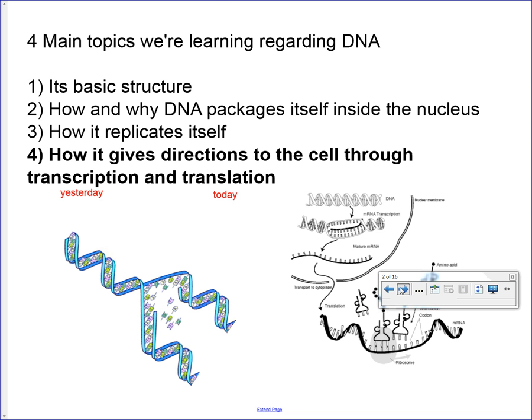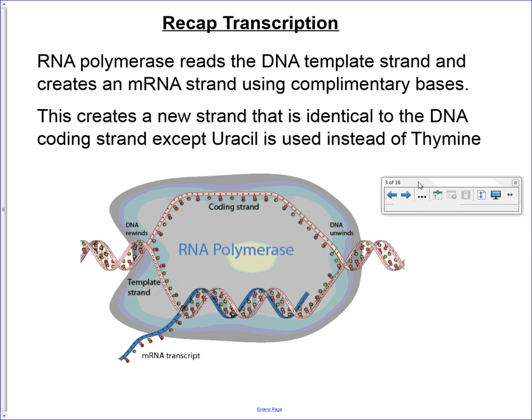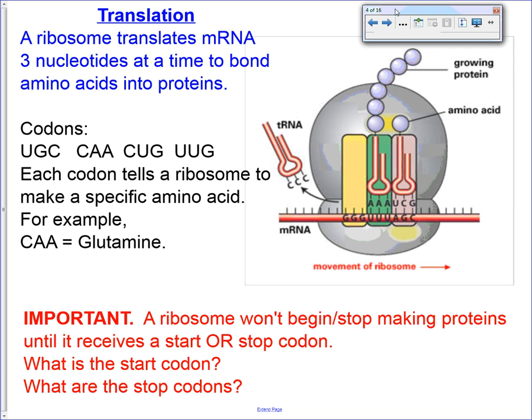Today is about translation. Just to recap, RNA polymerase is the protein enzyme that reads the DNA template strand and creates mRNA using complementary bases. This creates a new strand that is identical to the DNA coding strand, because the RNA strand is a complement of the template strand. The only difference is that instead of thymine as a base, it uses uracil. All right, so let's start translation.